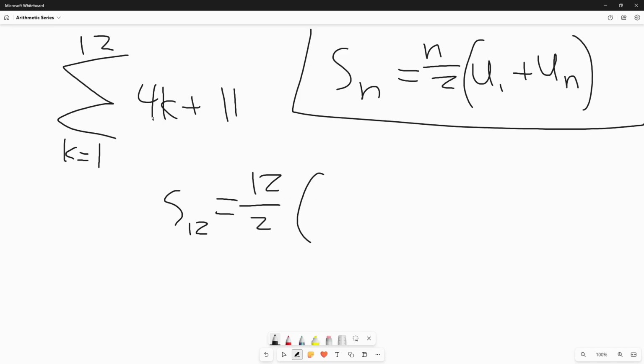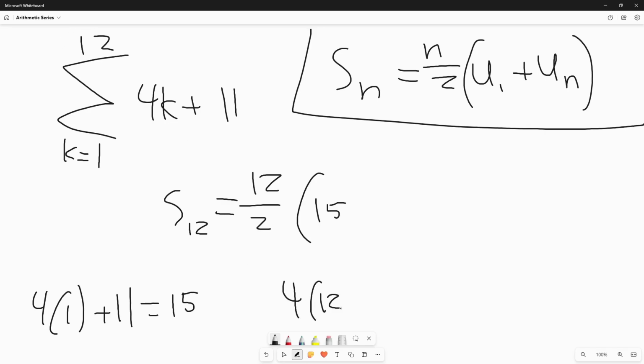And to get the first term, we just plug in 1 into k, because that's what the first term is always going to be. So the first term is 4 times 1 plus 11, equal to 15. So we can write 15 over here. And to get the last term, we can just plug in the last number, which is the number on the top, into k. So that'll be 4 times 12 plus 11, which is 59.